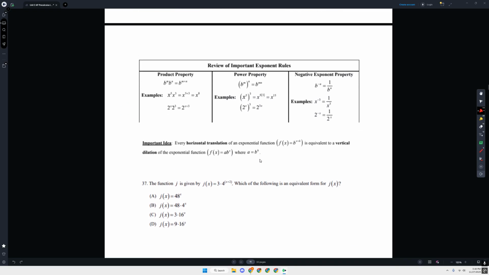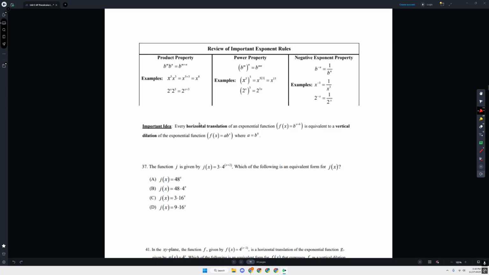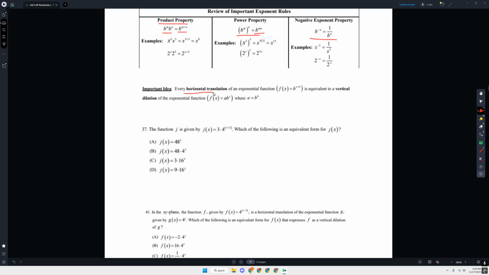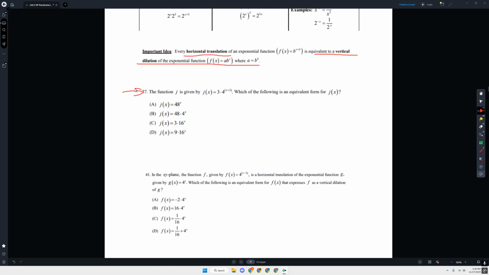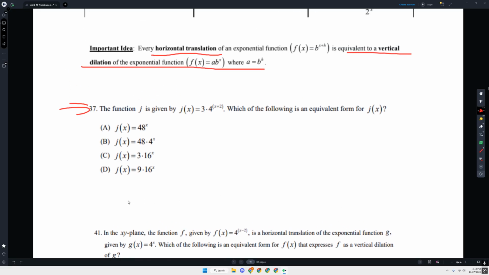All right, now we're on to the algebra part of the exponentials. We have 3 really important properties. The product property, which is two values multiplied, or exponents added. The power property, where an exponent to the power of itself means multiplying, and if it's negative, it goes to the denominator. And an important idea is that every horizontal translation is equivalent to a vertical dilation. You will see this multiple times, including in 37. So we will zoom back in.